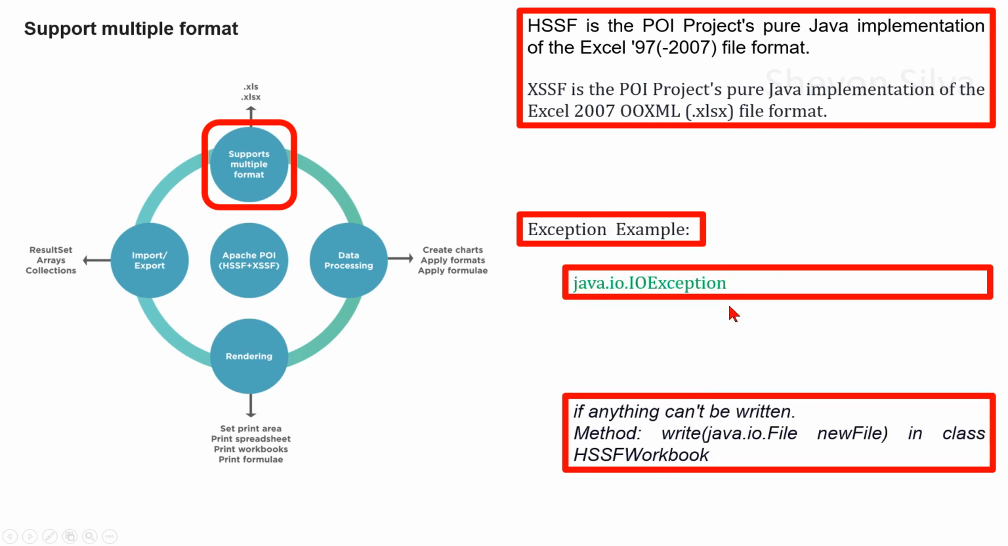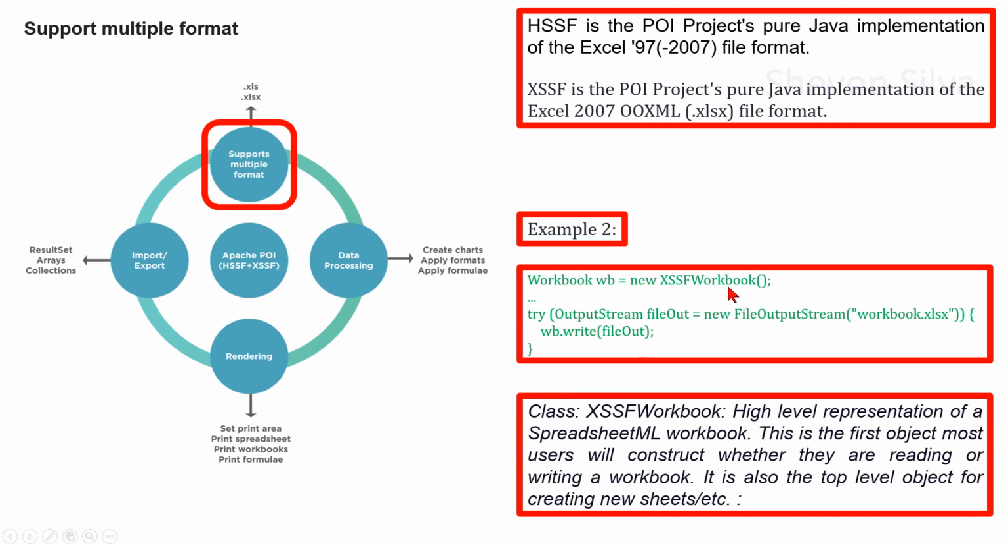As an exception example, we can consider java.io.IOException, if anything can't be written in the write(java.io.File) method in class HSSFWorkbook. As an example too, we can consider this code segment. Here you can see class XSSFWorkbook. High-level representation of a spreadsheet workbook. This is the first object most users will construct whether they are reading or writing a workbook. It is also the top level object for creating new sheets, etc.